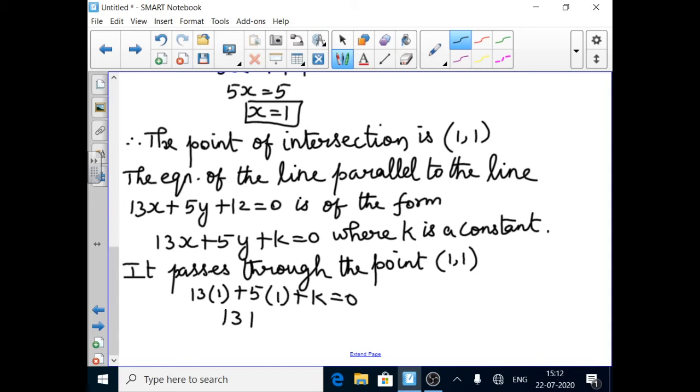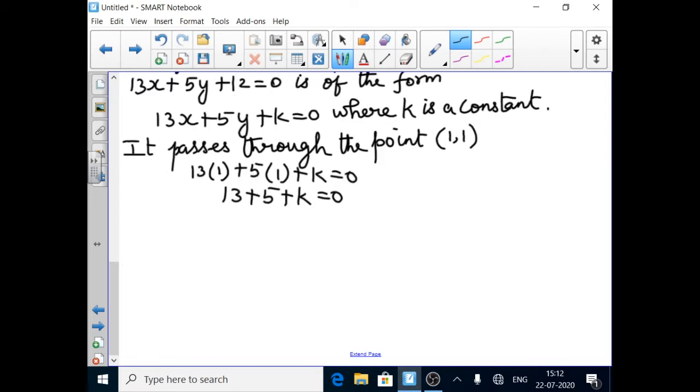So 13 plus 5 plus k equal to 0. 18 plus k equal to 0. k equal to minus 18. So you are getting the answer as k equal to minus 18.